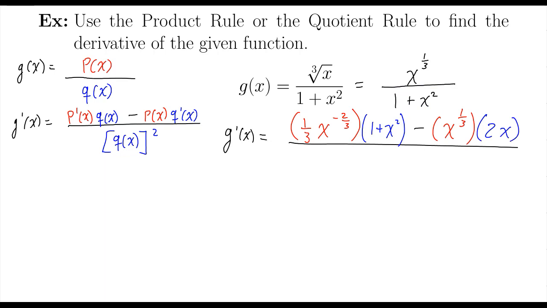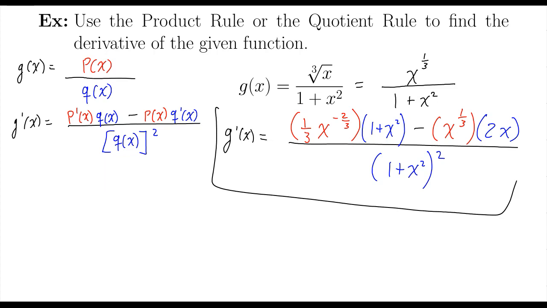And then finally the bottom of this fraction is going to be the denominator squared. So I'm just going to put it in parentheses, squared. There we go. Again, there are a variety of ways to simplify this expression. Instead of focusing on all the different ways to simplify it, we found the derivative, so we're good to go.